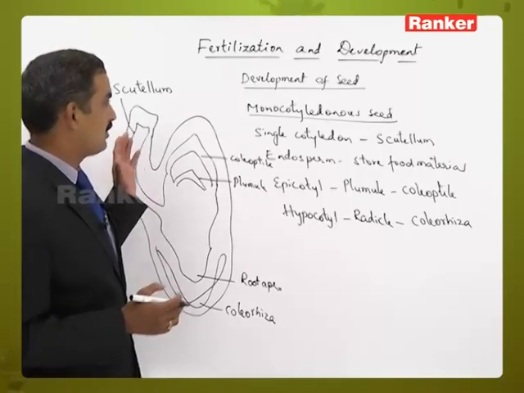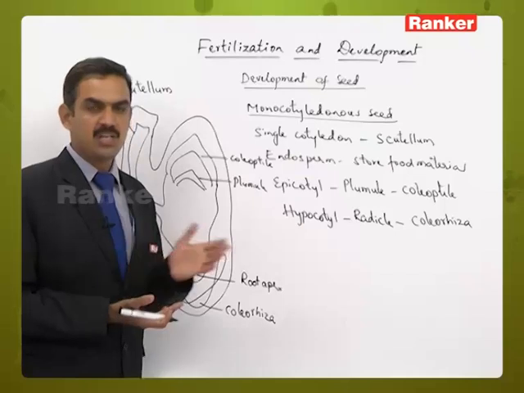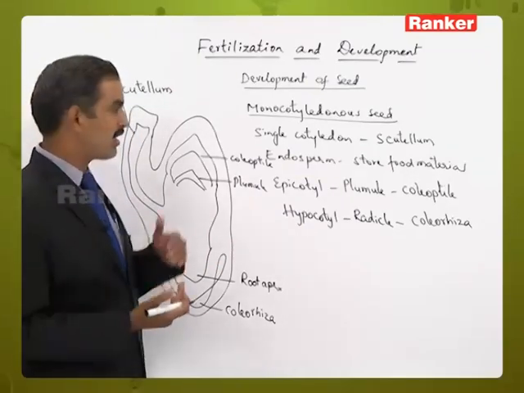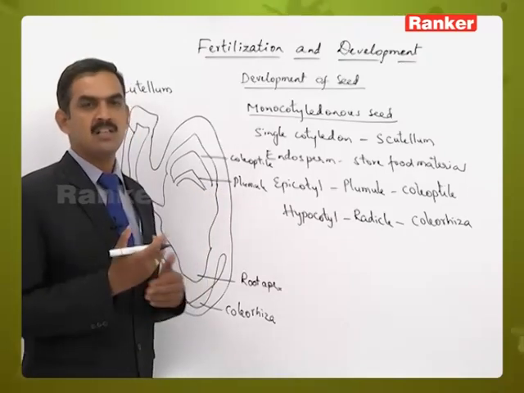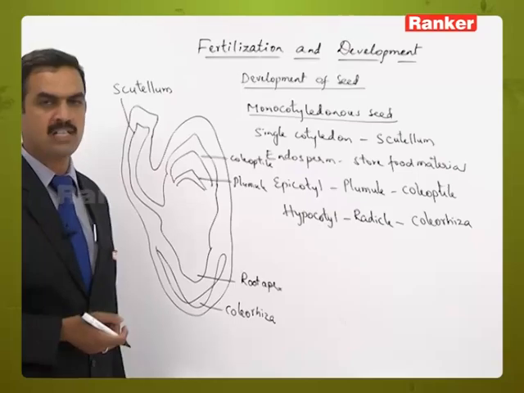So these are the changes which are taking place. Initially the changes will be the same, but gradually when they mature, or when they convert into mature structures, little changes will be observed in the formation of the seeds of monocots and the dicots.